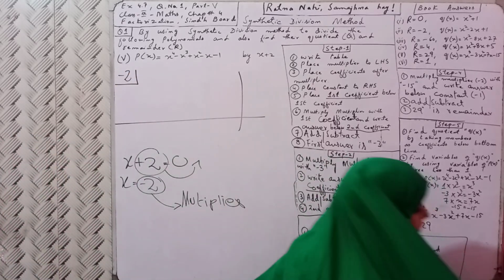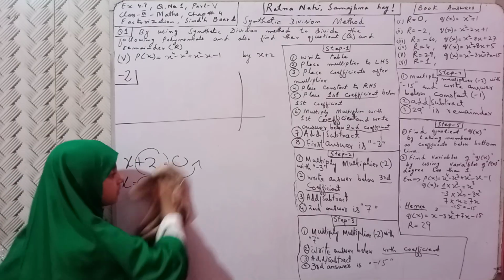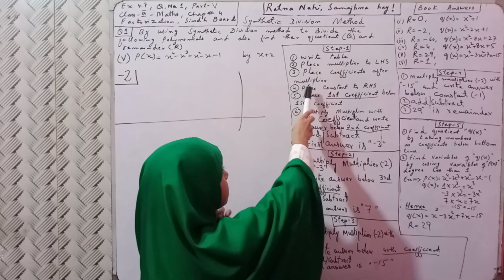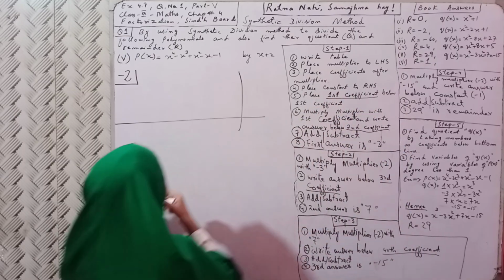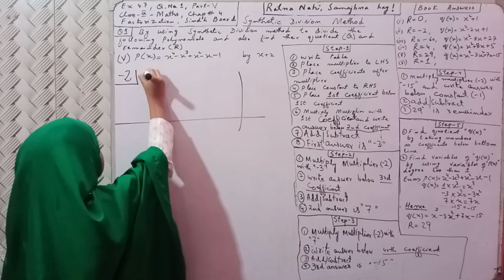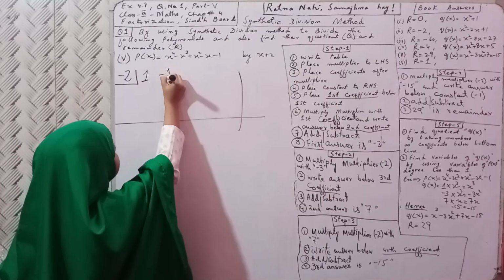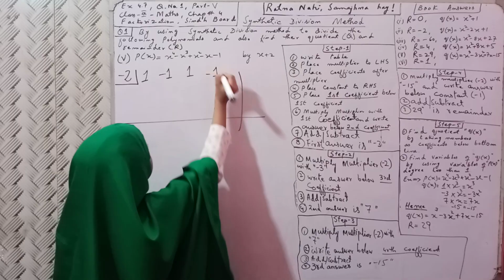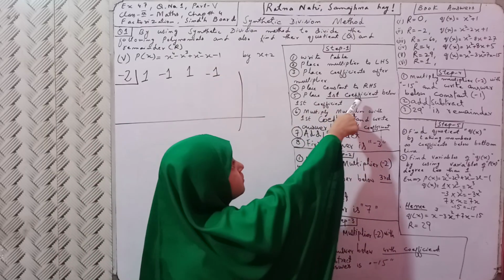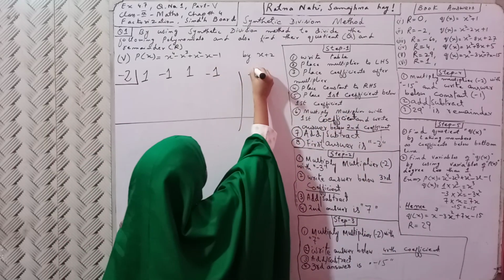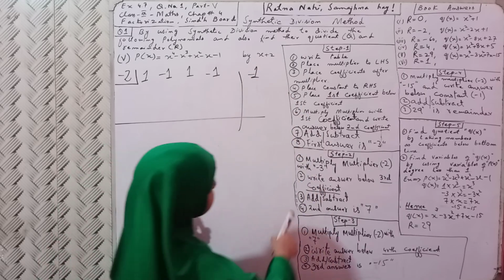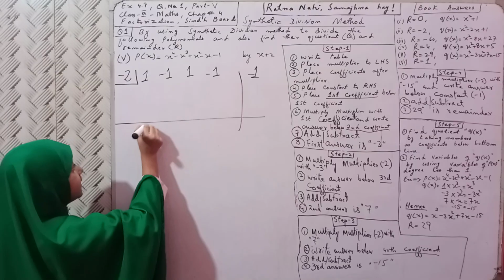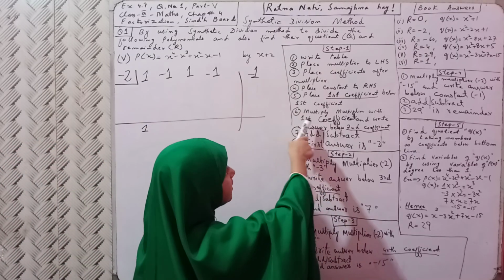Understood now? Now I am removing it. Now third is place coefficient after multiplier. So first of all, the coefficients are 1, minus 1, plus 1, then minus 1. Place constant to right hand side. So minus 1 will become here. Place first coefficient below first coefficient. So here will become 1 as it is down.